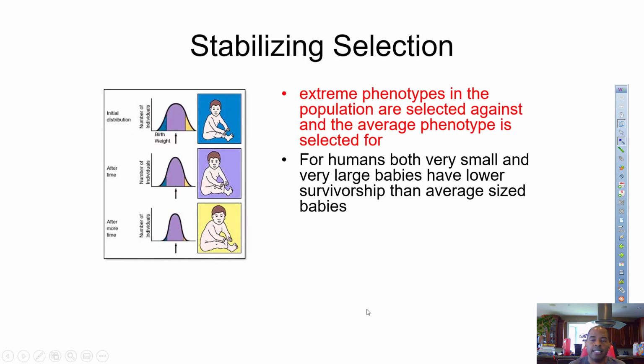Stabilizing selection is kind of anti-evolution. In this case, neither of the extremes are selected for, but the normal is selected for. So with baby weight, typically if the baby's too heavy or too light, it's not as likely to survive. If you're within the normal weight size of a baby, then you're more likely to survive. And so that typically stays away from evolution. Things don't typically evolve when you have stabilizing selection. You typically stay the same.